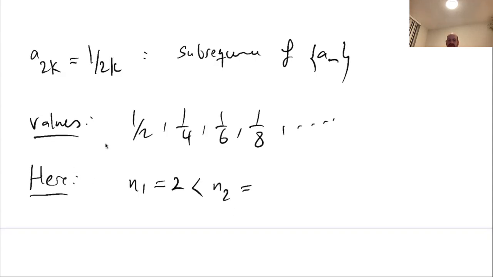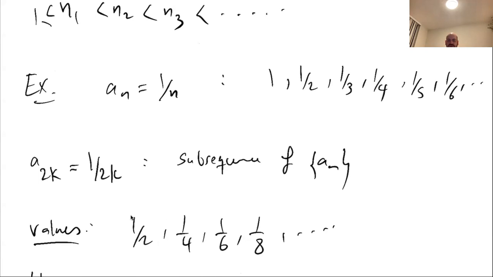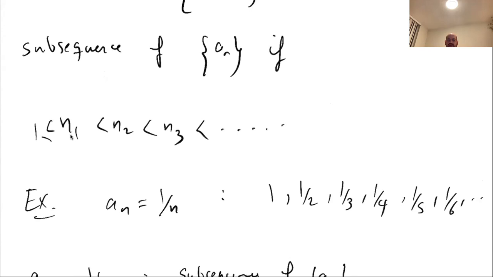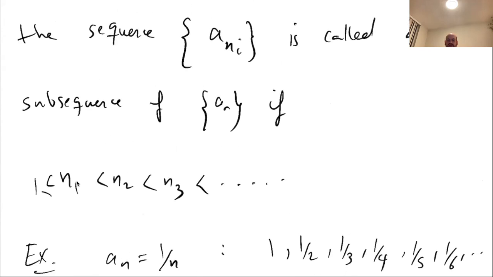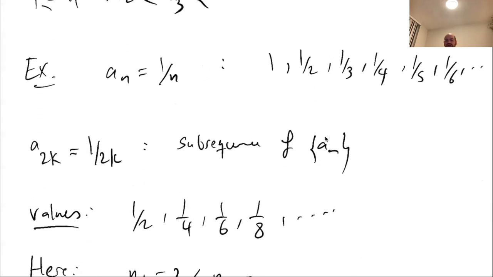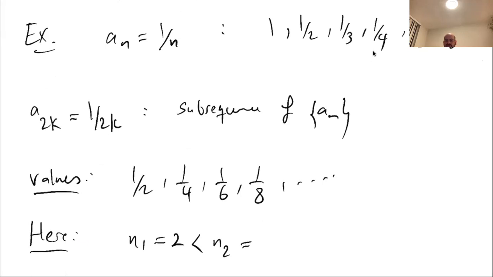So this is the first element of the subsequence, which we denoted with n1. n1 is the first index of the subsequence, chosen from the original sequence. What is it in this case? The second index. So the second index of the original sequence is the first index of the subsequence. Similarly, the second index of the subsequence, which we denoted with n2, is the fourth index of the original sequence. So n1, which is 2, is less than n2, which is 4, less than n3, which is 6, and so on.